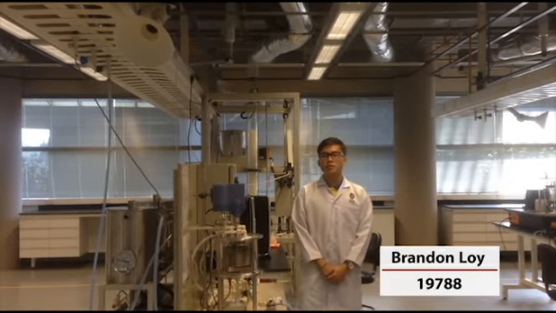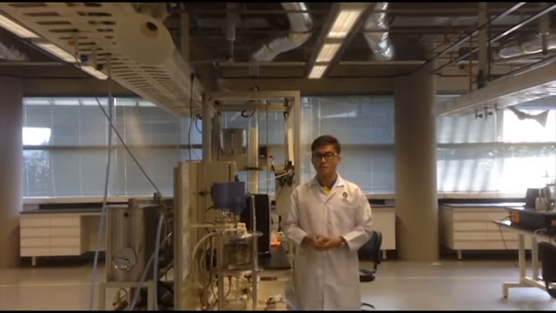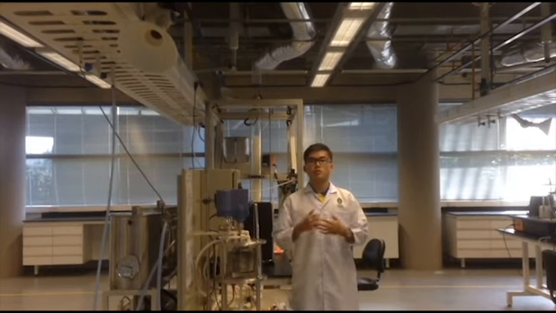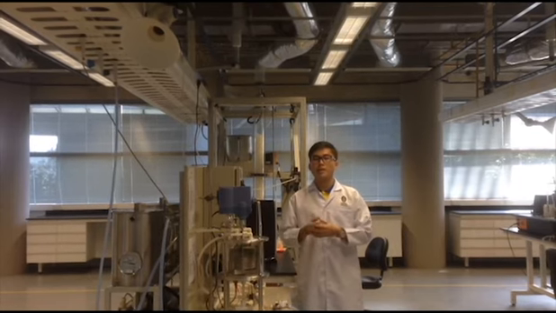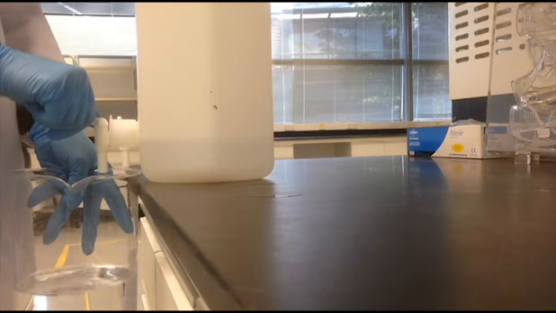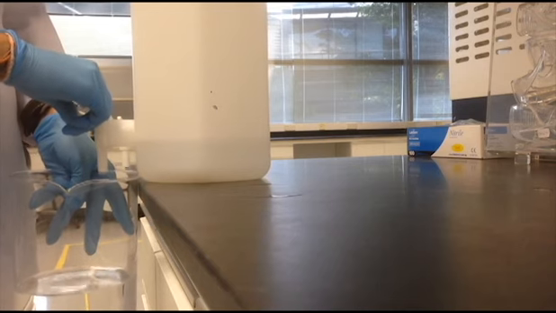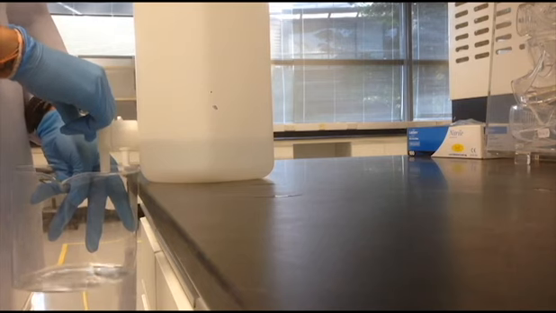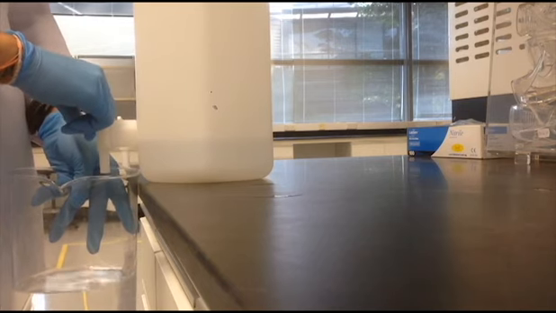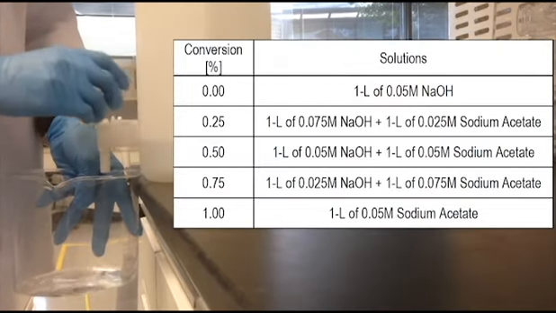For this experiment, there are two parts we need to do. First is the preparation of the calibration curve for conversion and conductivity. The second part is to study the batch saponification reaction of ethyl acetate and sodium hydroxide. For conversion of 0.00, prepare 1 liter of 0.05 mole of sodium hydroxide. For the second, third, fourth, and fifth, we have to do conversions of 0.25, 0.5, 0.75, and 1. The table is right here.